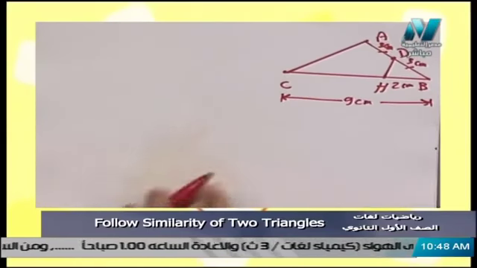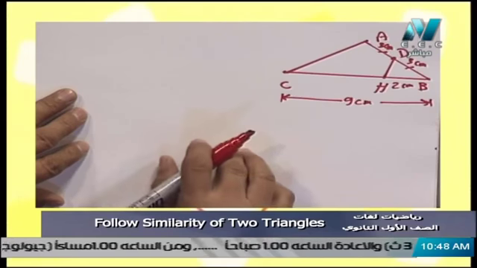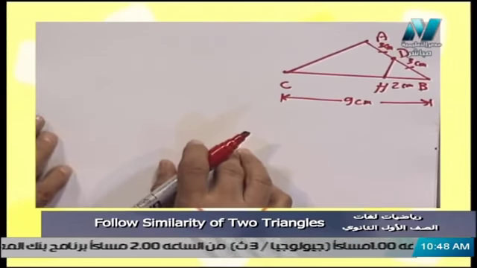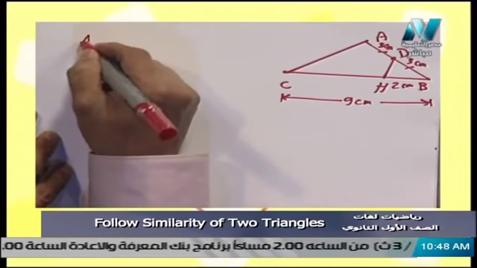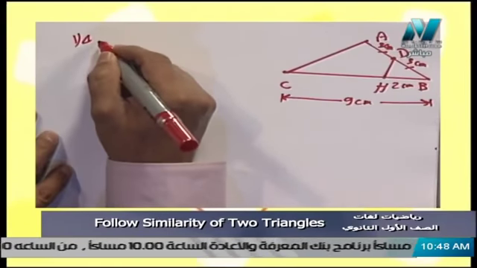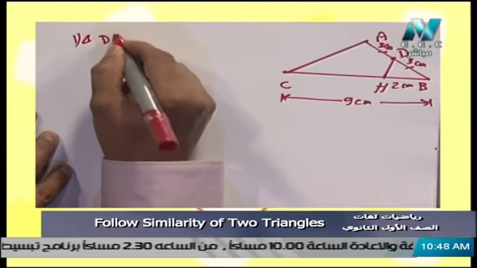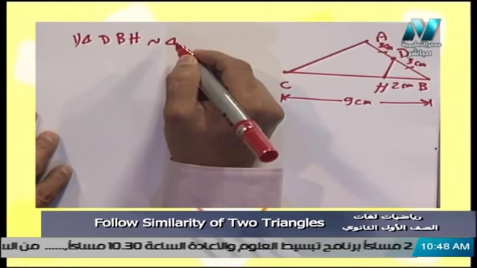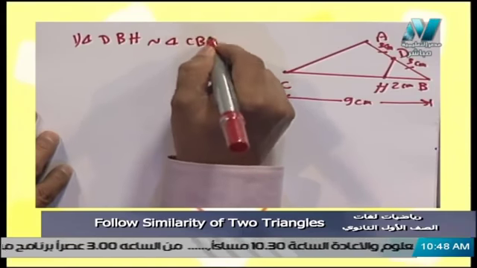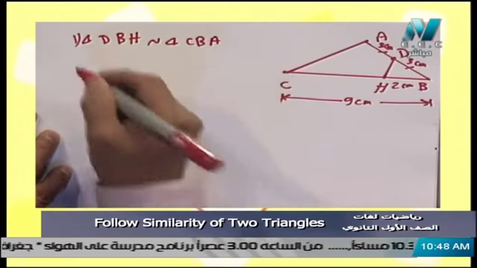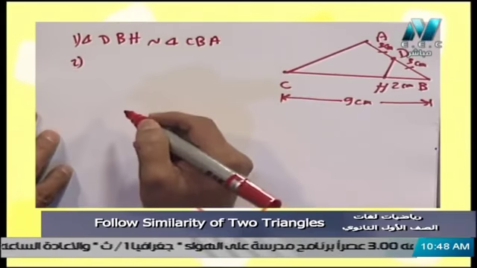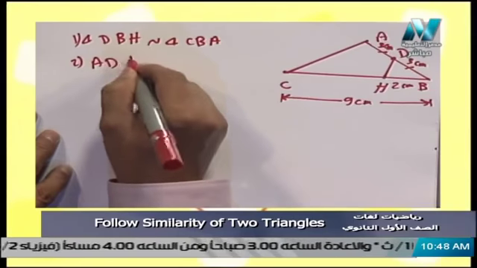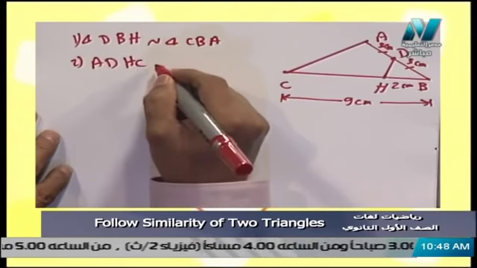And the request is to prove that, first one, triangle DBH is similar to triangle CBA. This is the first request. The second one is to prove that ADHC is a cyclic quad.